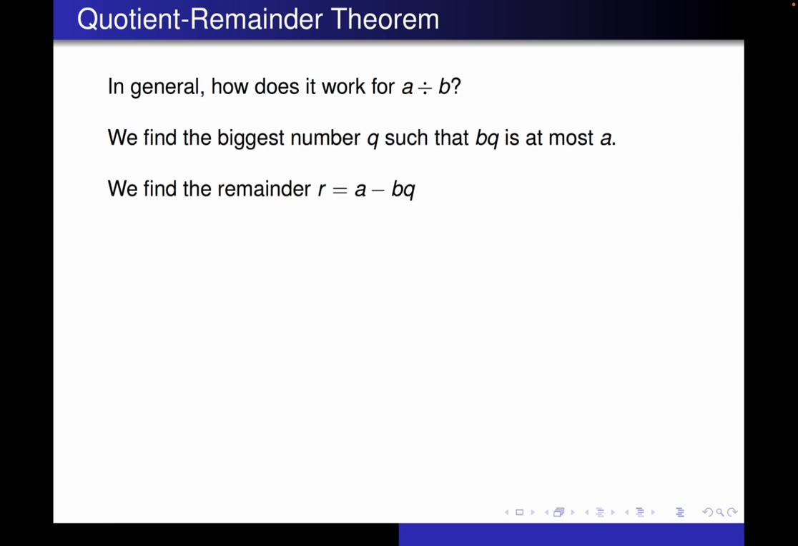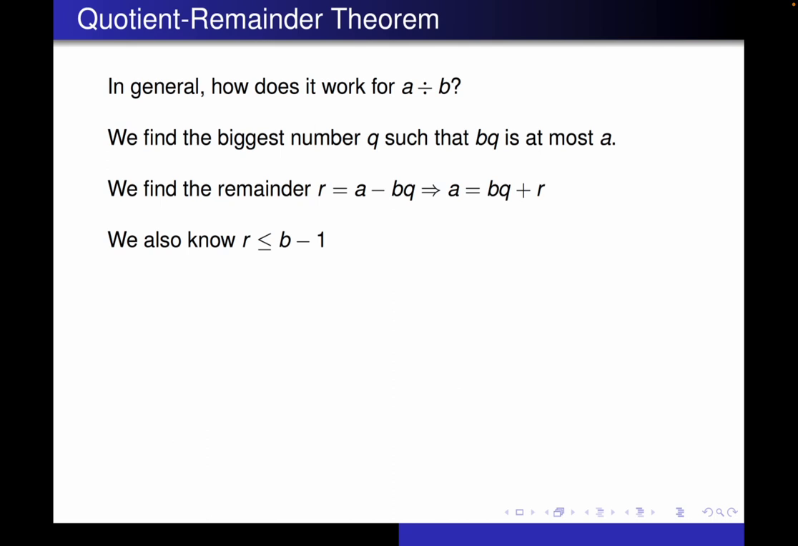Then we just find the remainder by taking that BQ and subtracting it from A. That's our R. And if we want to move things around a little bit, let's say we added BQ to both sides, we would get A equals BQ plus R. And again, we have an equation that has the numbers that we're dividing, A and B, has the quotient Q and the remainder R, and it expresses the relationship between all those numbers.